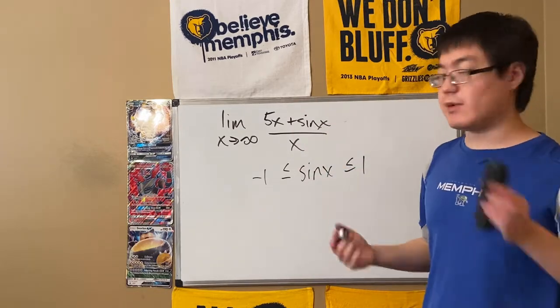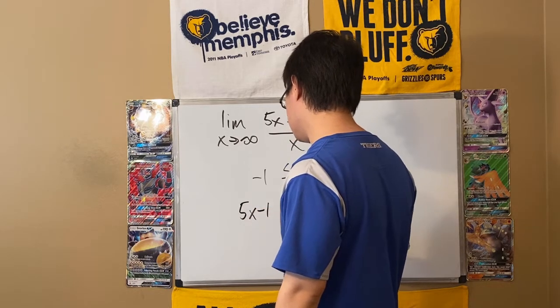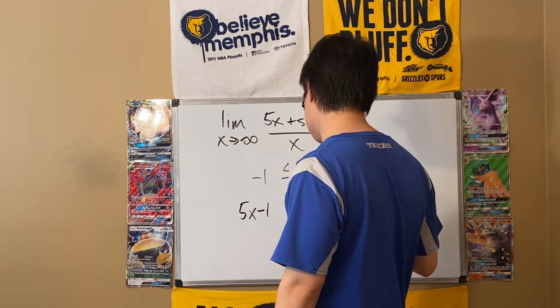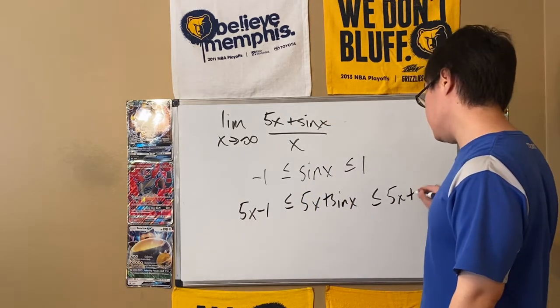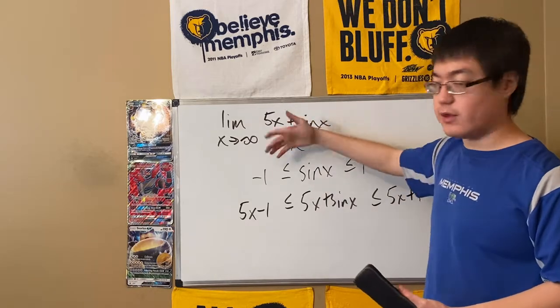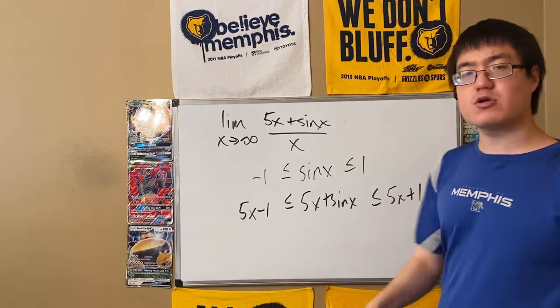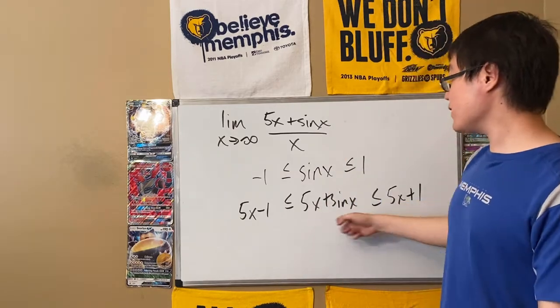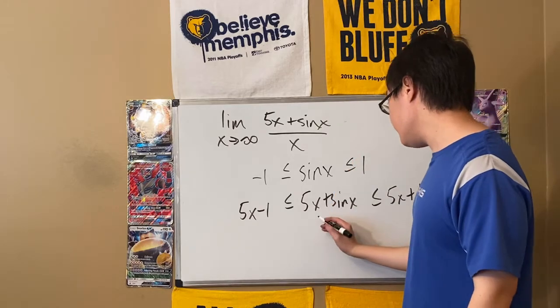So first off, again, I'm going to add 5x to everything. So it looks like it's going to be 5x minus 1. Then it's going to be 5x plus sine x. Finally, on the outside, it's going to be 5x plus 1. Then we do need to get this middle thing to match the original function. We are so close, just so close. We have 5x plus sine x. Looks like we have to divide everything by x. So we're going to divide everything by x.